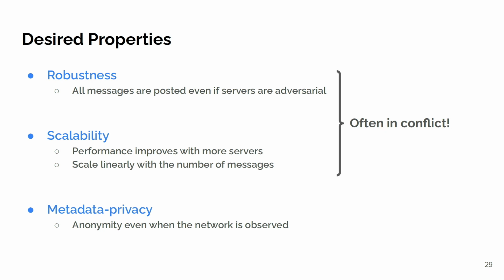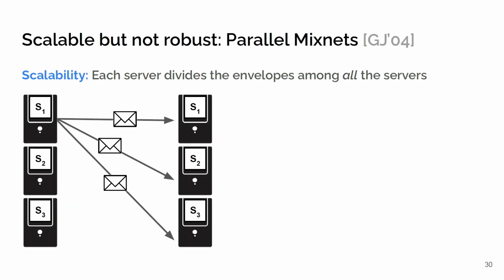Here, these first two properties are often in conflict. We saw with the mixnet, it was actually easy to get robustness, and that's because every server touched every message. It had a complete view of all the messages in the system. But if we want something scalable, that can't happen. We can't scale if every server has to touch every message. Every server has to have an incomplete view. It can only see some of the messages in the system. And so achieving both of these properties together is going to be a challenge.